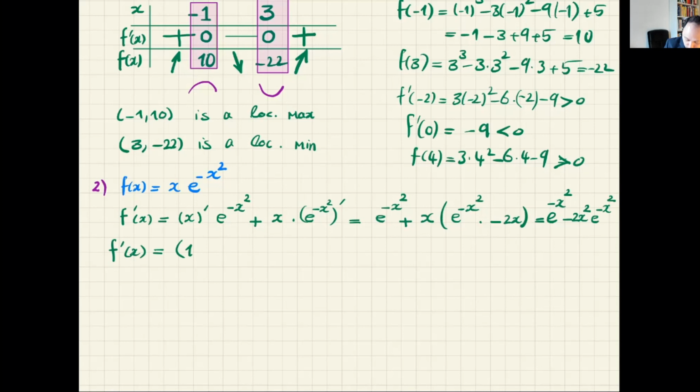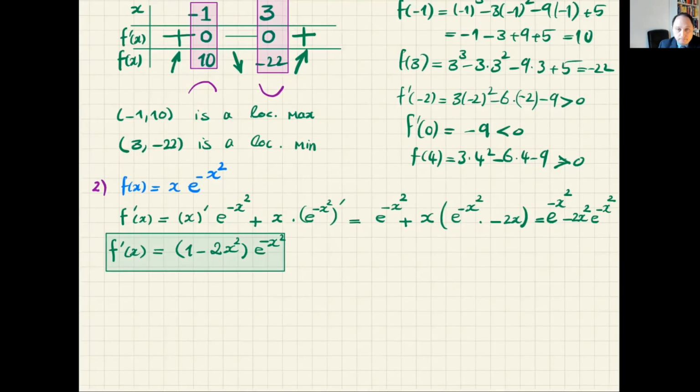If I factor this out, I will have 1 minus 2x squared, and then I have e to the power minus x squared. So this is the final form of my derivative. Please let me know if you have any questions here. Is the differentiation clear?